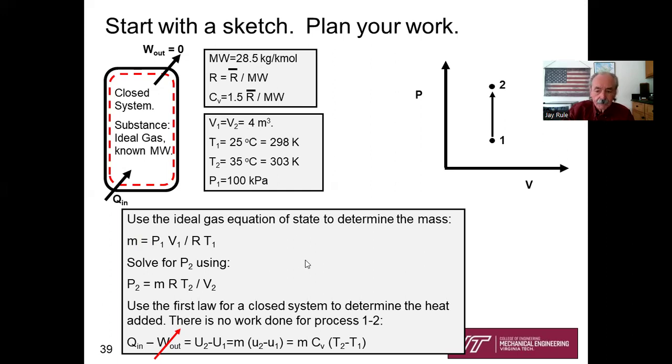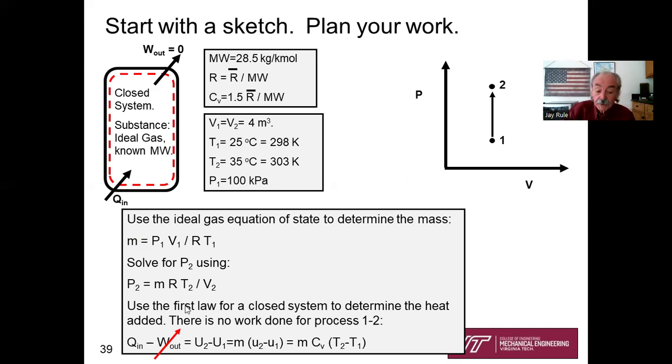And then what am I going to do? Notice that I haven't put pencil to paper with a calculator yet at all. I'm going to write out that the ideal gas equation of state is used to determine the mass. M is equal to P1V1 over RT1. Everything is known on the right-hand side. I'll also use the ideal gas equation of state to solve for P2. I just found the mass, so P2 is mRT2 over V2. Wow, 2/3 of the way through. Huge amount of partial credit.